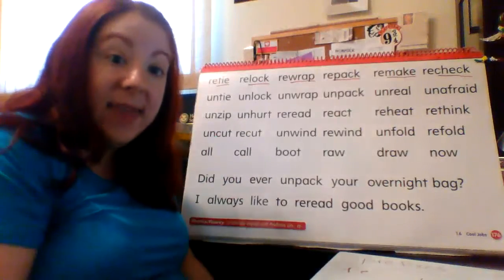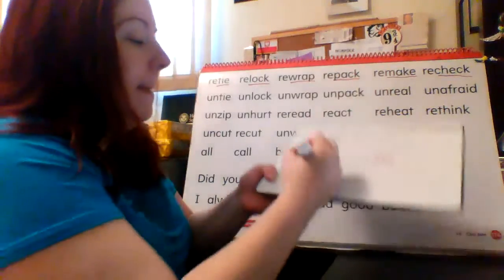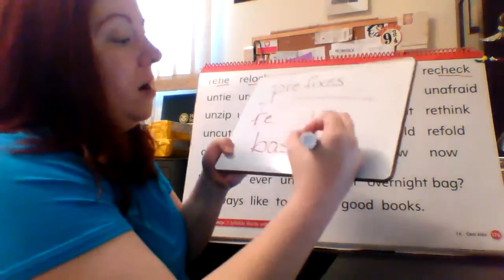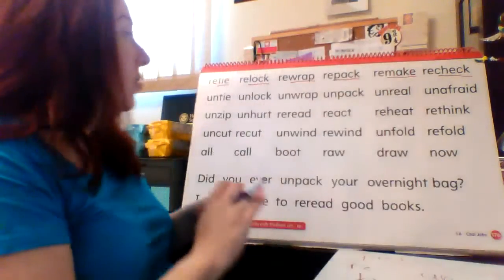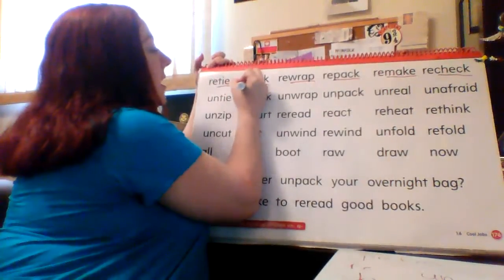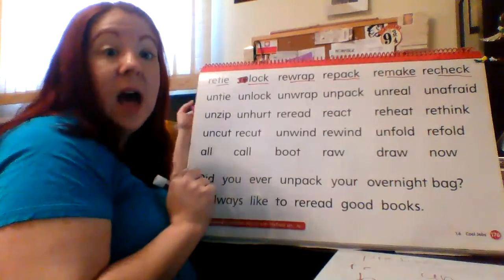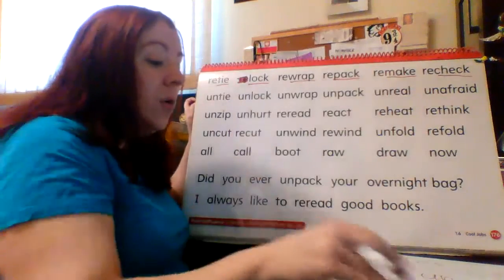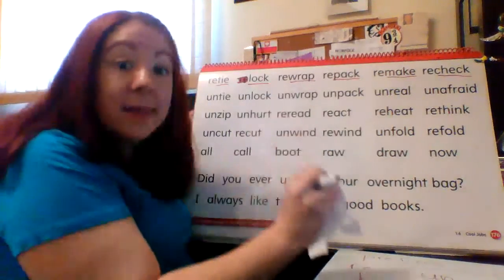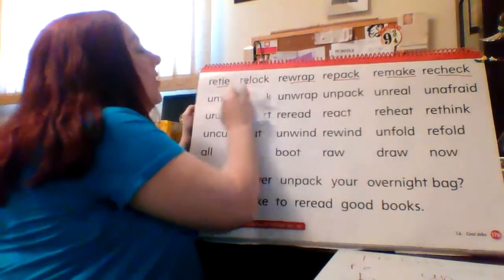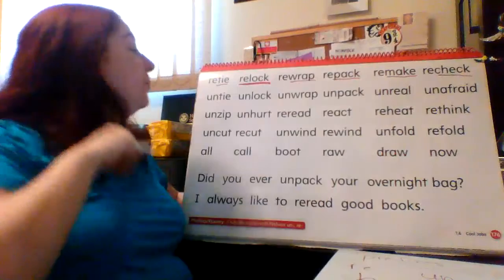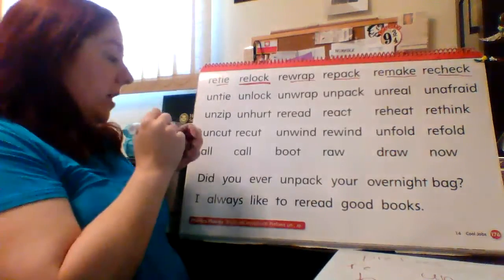All the words that are after the RE are called base words, or they can be called the root words, meaning their original words. So if I took away the re from relock, it would just say lock. As long as that's a word, it's a base word. So if you lock the door, well, let's say I unlock the door. See? I unlock the door. Well, guess what? Now you have to relock the door. Okay?